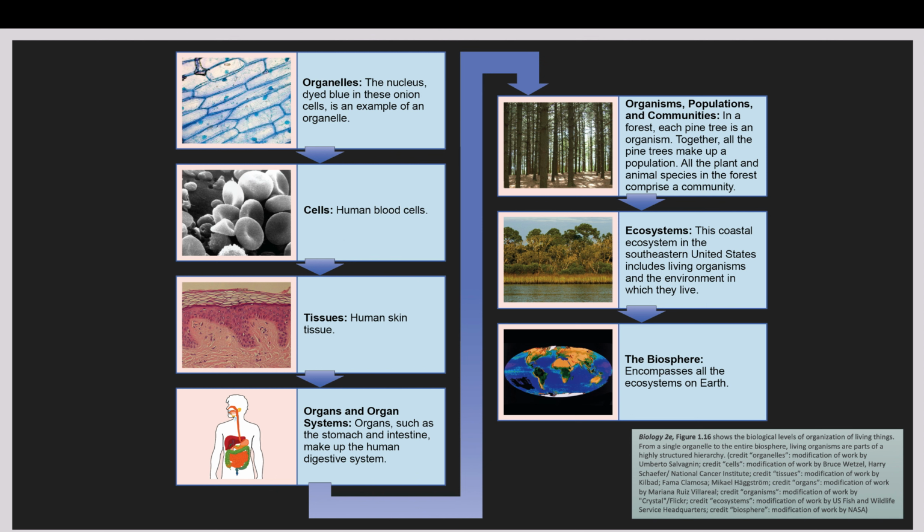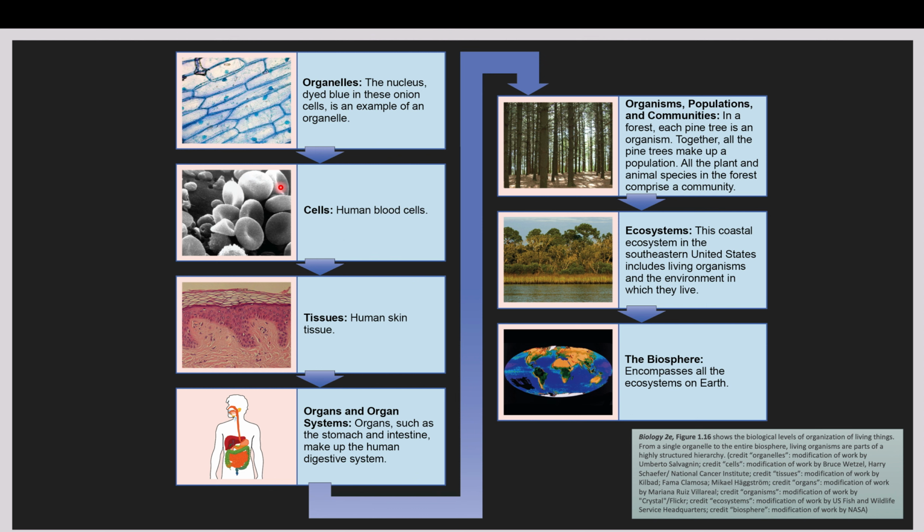So this is a good diagram provided by your book. This is a diagram that shows the biological levels of organization of living things. From a single organelle to the entire biosphere, living organisms are parts of a highly structured hierarchy. We start in this diagram with organelles, though we know we started with atoms and molecules in our previous slides. Here it says the nucleus is dyed blue in these onion cells. It's an example of an organelle. So the nucleus within these cells, these little blue dots that you see within the outer shell of these cells, that nucleus would be an organelle.